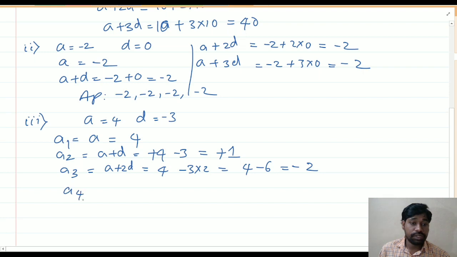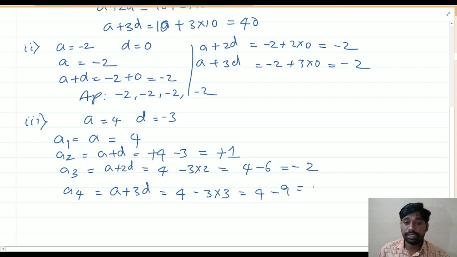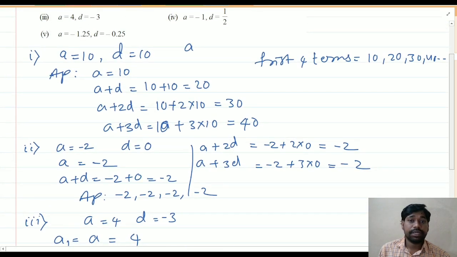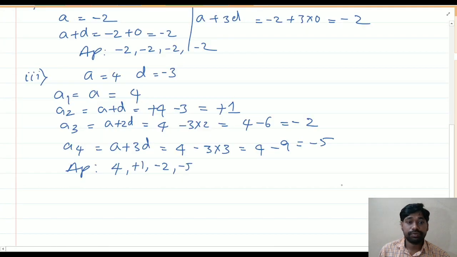So the fourth term is A plus 3D, that is 4 minus 3 into 3. So 4 minus 9, which we can write as minus 5. So now I write the AP: 4, plus 1, minus 2, minus 5. Next, minus 1, 1 by 2, the fourth one.